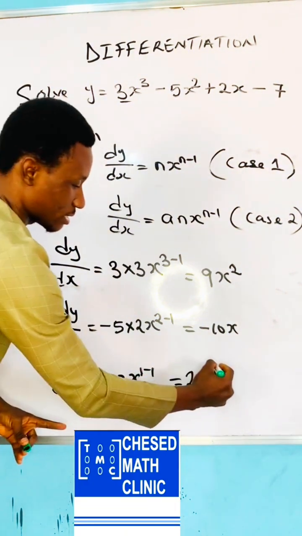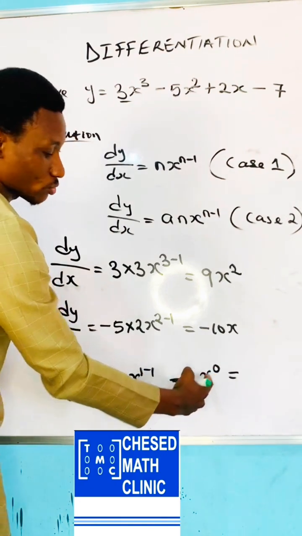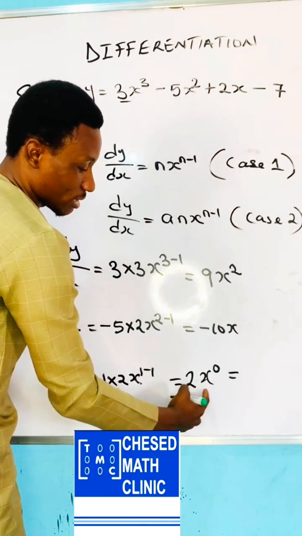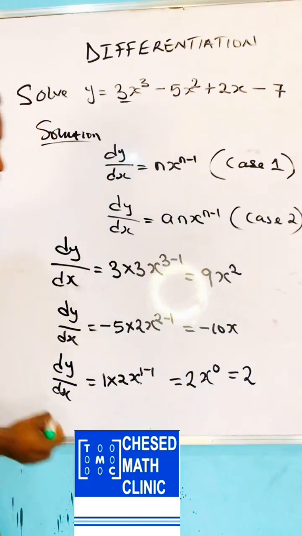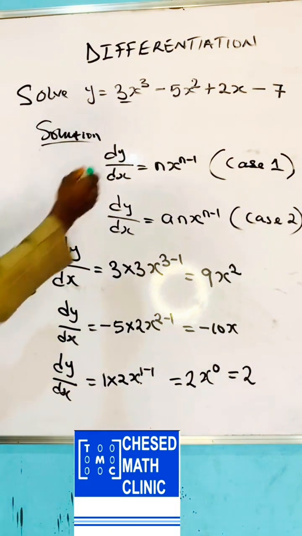1 minus 1 is 0. And this is the same thing as what? X to the power of 0 is 1. So 1 times 1, 2 times 1, sorry, is what? 2. 2 times 1 is 2. Now we have the first derivative for each of them.